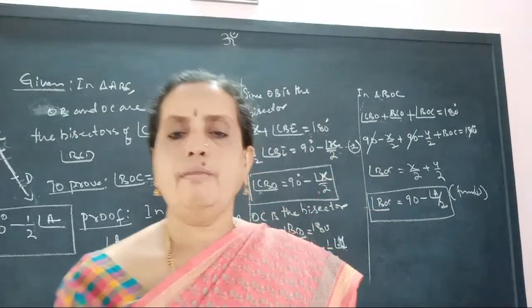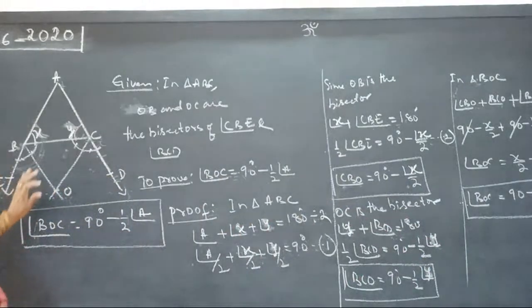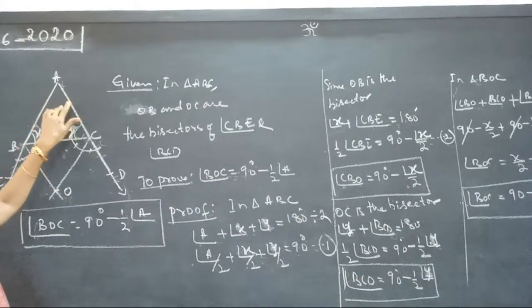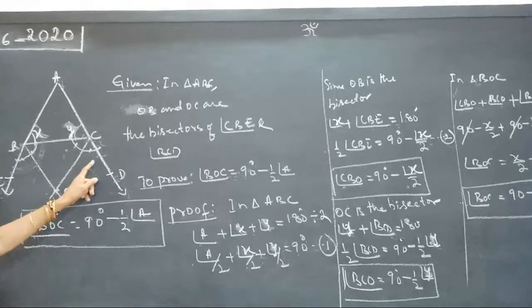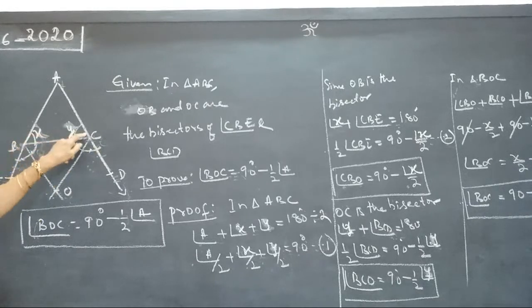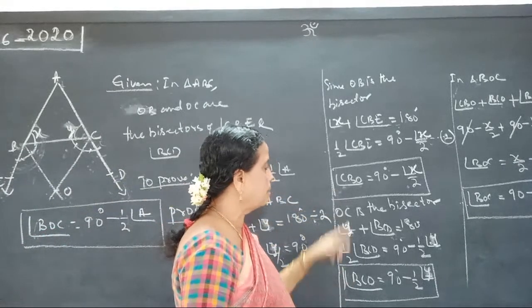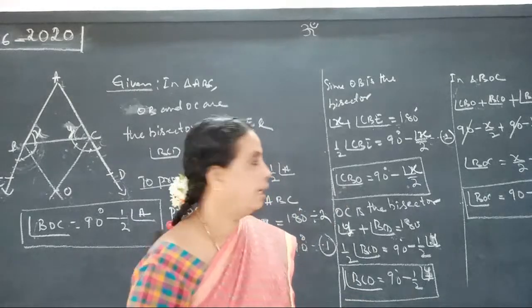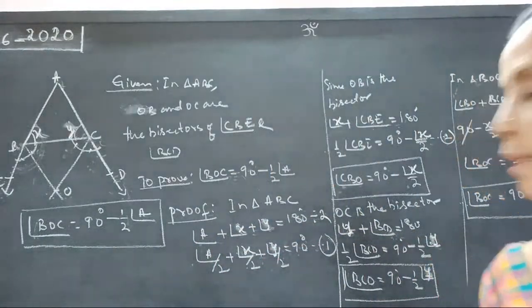So earlier we proved that the internal bisectors meet at a point, and the measure of the angle is 90 degree plus half of a. This is the external bisector. When it bisects, these two angles are equal, and these two angles are equal. We can consider half of angle CBD as this angle, half of angle BCD as angle BCO. So in the proof we have taken CBO and BCO, and again applying angle sum property to the base angles, you will get the result.